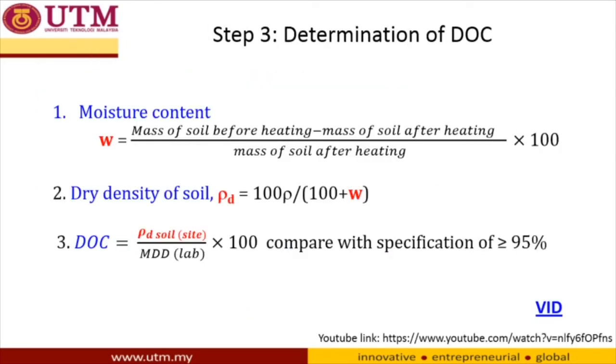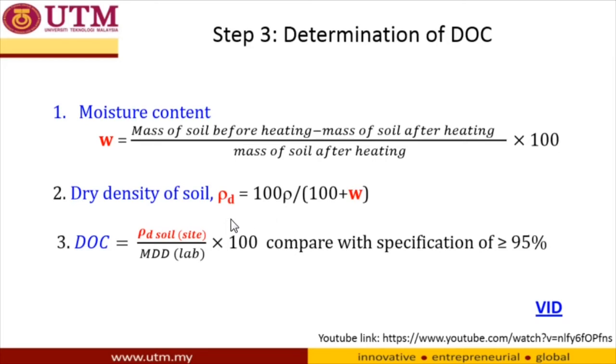Next, step 3 involves determination of the degree of compaction, which is the aim of the field density test. As mentioned in the previous slide, every layer has its own target compaction level according to the specification. So next, continue with the determination of moisture content of the soil recovered from the FDT, followed by the dry density of the soil. Detailed formulas are shown in the slide.